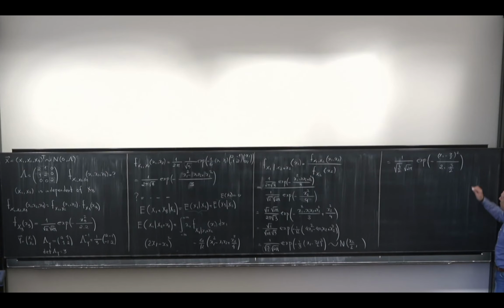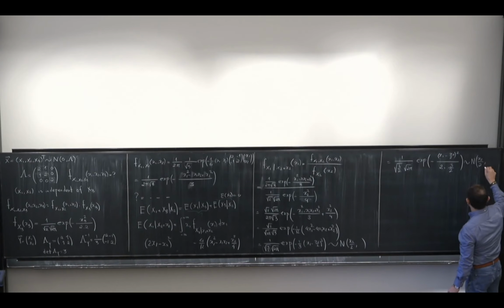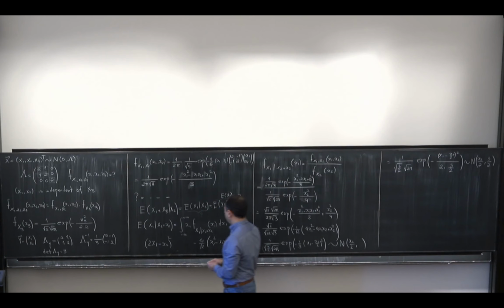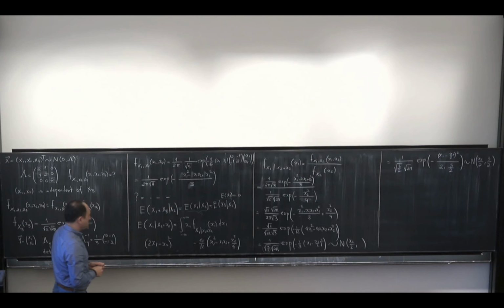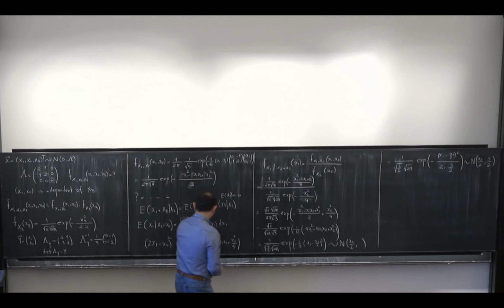So what can I write now? N of... what was this? This is x2, sorry. So it is x2 over 2 and sigma squared, which is 3 over 2. Do you agree? So that is the distribution of this function here.